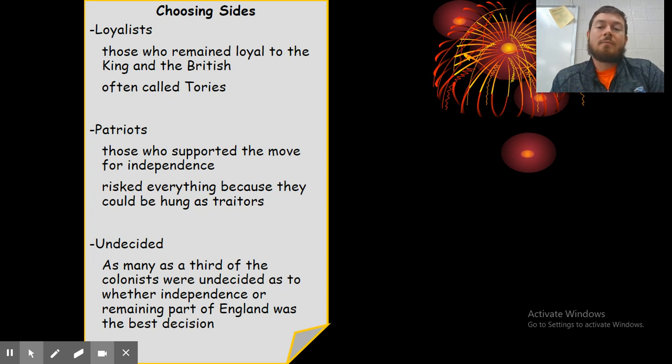They were kind of undecided on which one they should go for, because if you were a patriot and you got caught, you stood to lose everything. If you were a loyalist and you lost the war, nobody knew what was going to happen to you. You could possibly lose everything. So then there were people who just kind of sat on the fence and didn't choose a side.